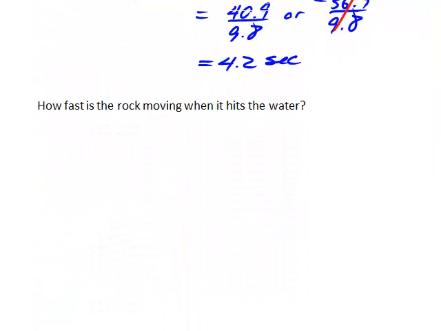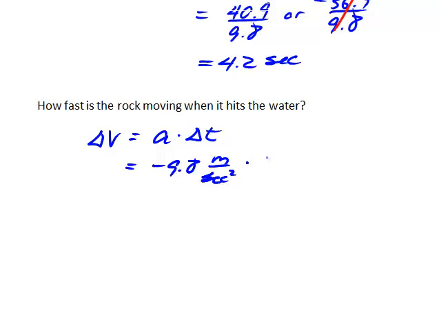And now our question is, how fast does the rock move as it's hitting the water? What's its speed at that moment? We're going to use our equation. Delta v is equal to a times delta t. And this is 4.2 seconds after being thrown. Our acceleration is negative 9.8 meters per second squared. The velocity decreases 9.8 meters per second every second it's in the air. And it's been in the air 4.2 seconds.